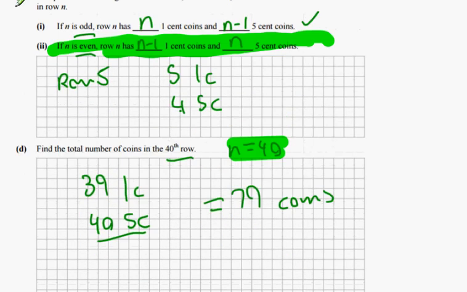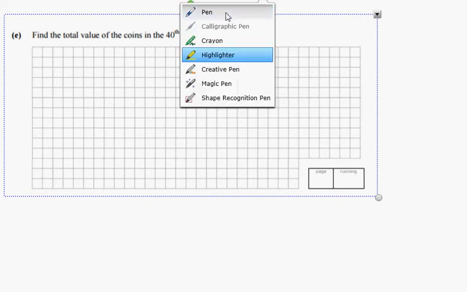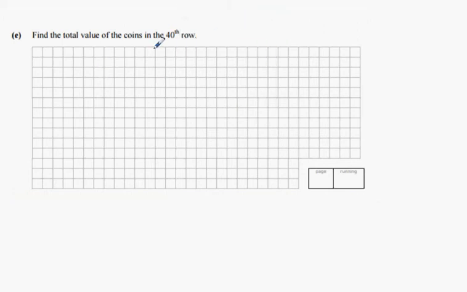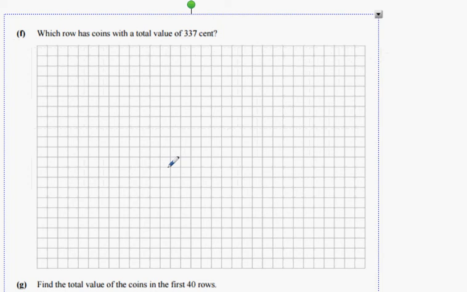Okay, now, next thing. Find the value of the coins in the 49th row. What's the value of coins, guys? We have 39 1 cent coins, don't we? And then we have 40 5-cent coins. Add them together, you get 239 cents. Some of you guys might want to write that down as €2.39. Everybody alright with that? Cool. Next one.